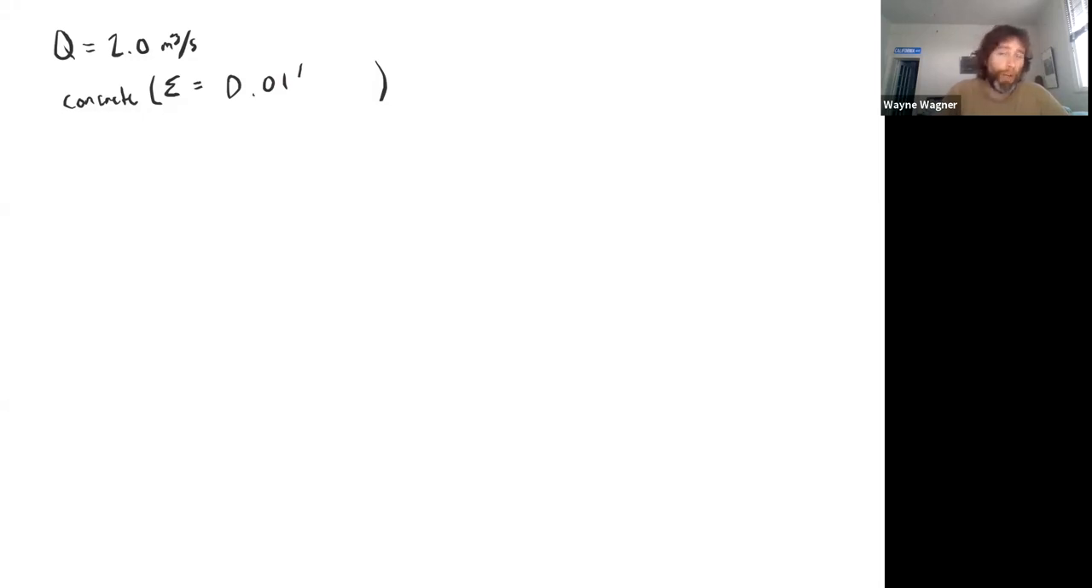Okay. So usually what I will do is I won't actually make you use that. I'll override whatever the chart says. So I'm just going to say a concrete pipe with a roughness of, let's see, it just says 3 millimeters.